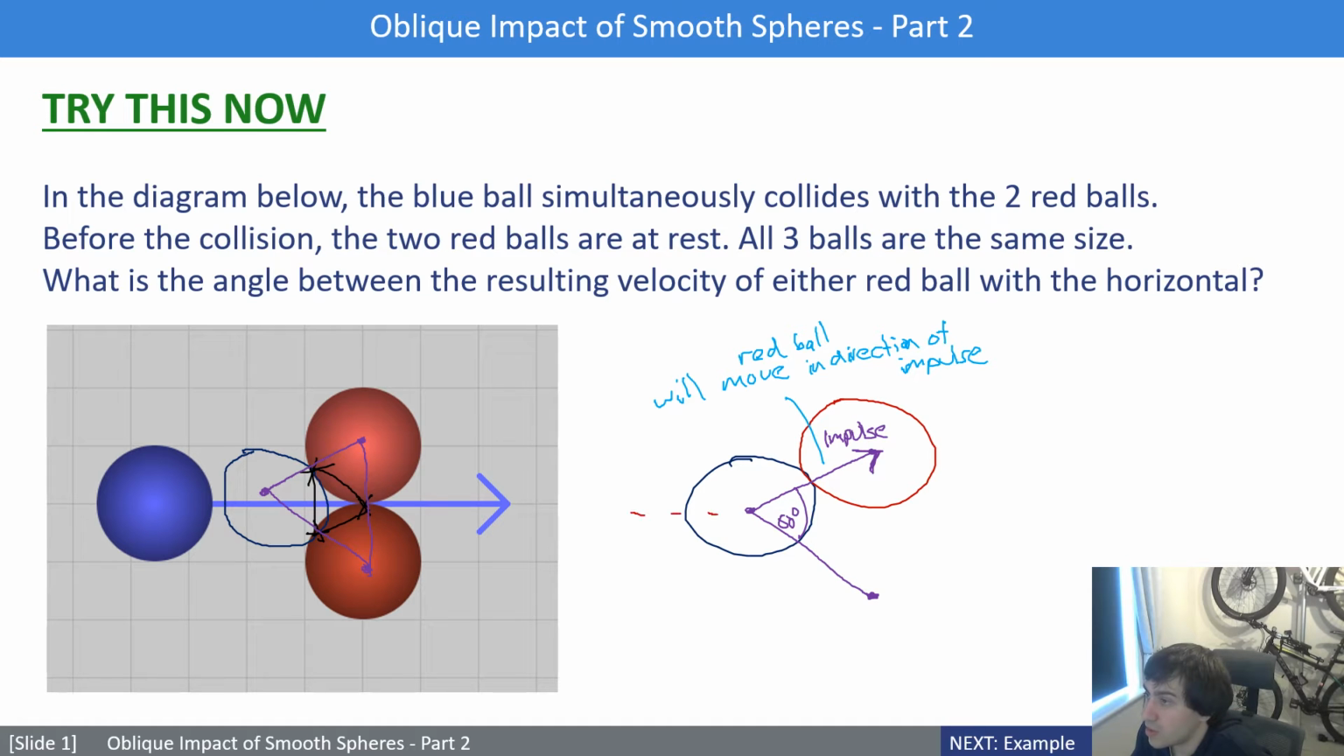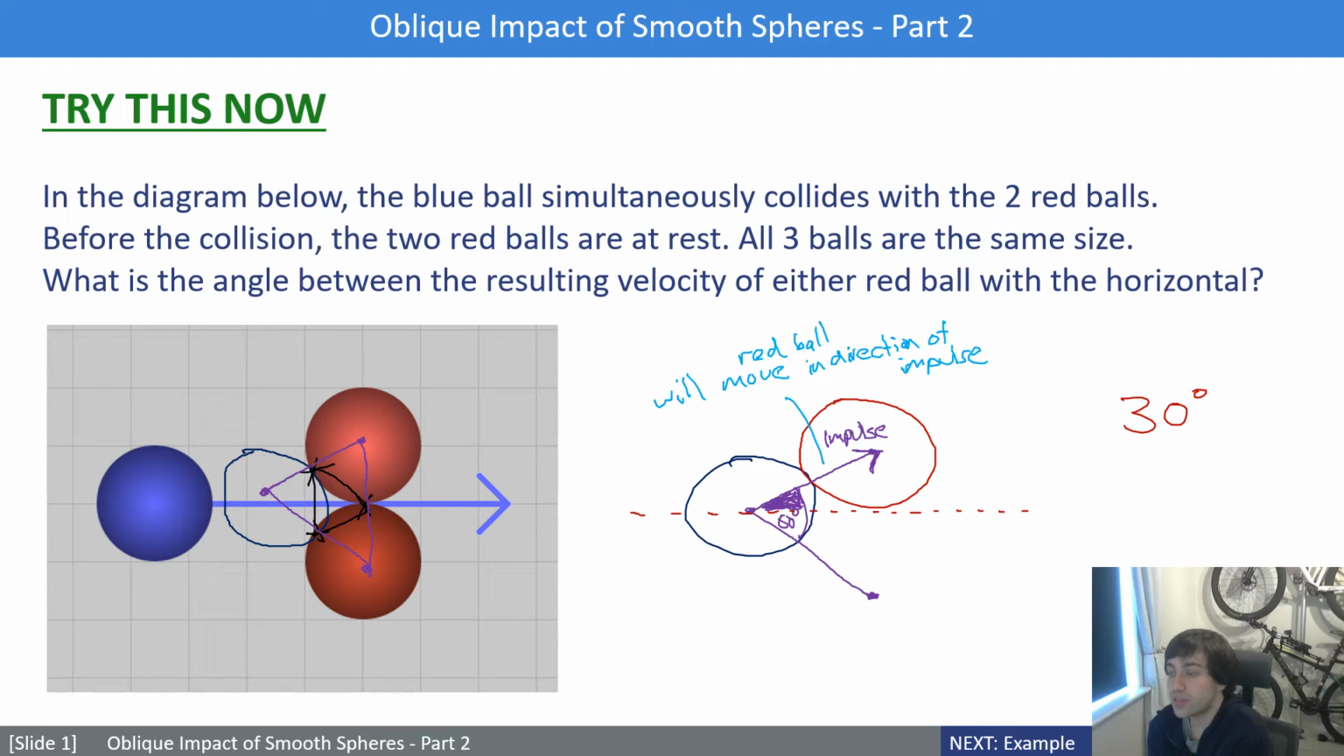The horizontal passes perfectly through. So therefore, our final answer is this angle here, which is half of 60, so it's 30 degrees. The top red ball is going to go off at 30 degrees upwards, and the lower red ball is going to go at 30 degrees downwards.